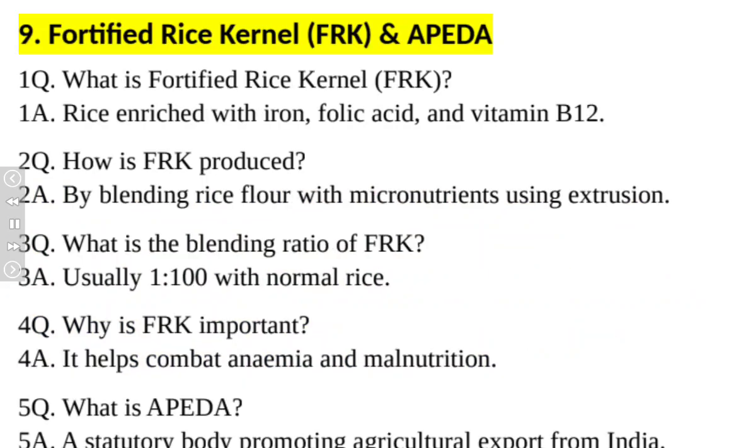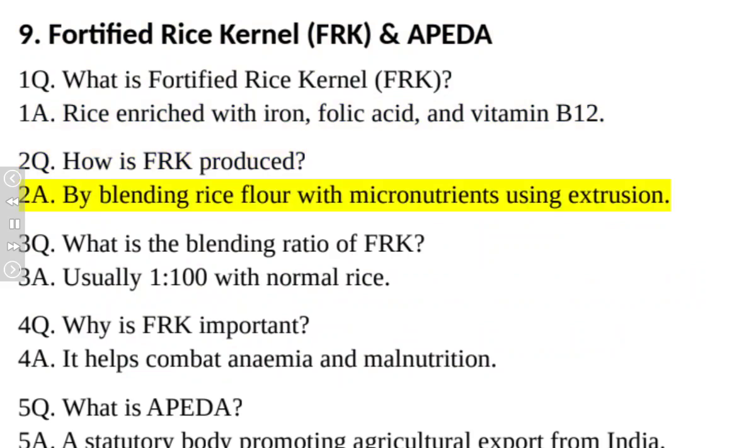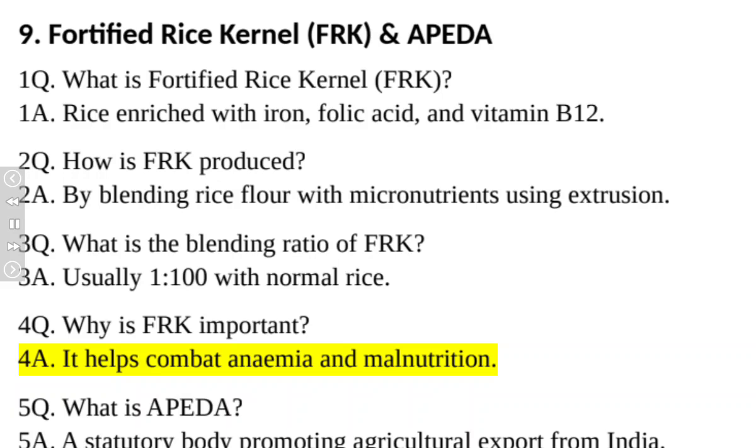9. Fortified rice kernel, FRK, and APEDA. 1Q. What is fortified rice kernel, FRK? 1A. Rice enriched with iron, folic acid, and vitamin B12. 2Q. How is FRK produced? 2A. By blending rice flour with micronutrients using extrusion. 3Q. What is the blending ratio of FRK? 3A. Usually 1:100 with normal rice. 4Q. Why is FRK important? 4A. It helps combat anemia and malnutrition.